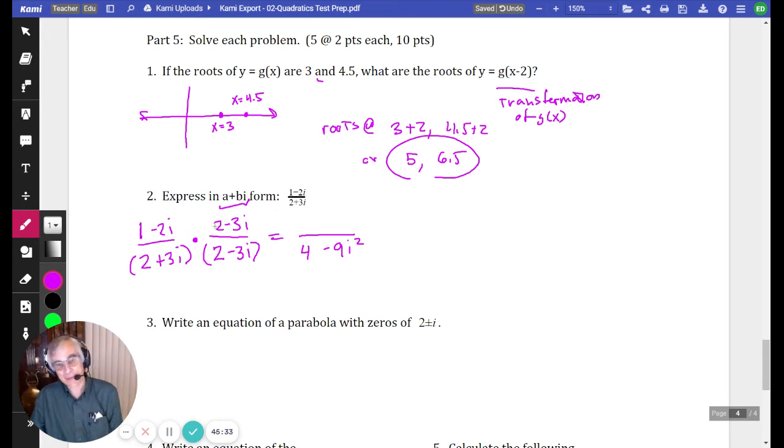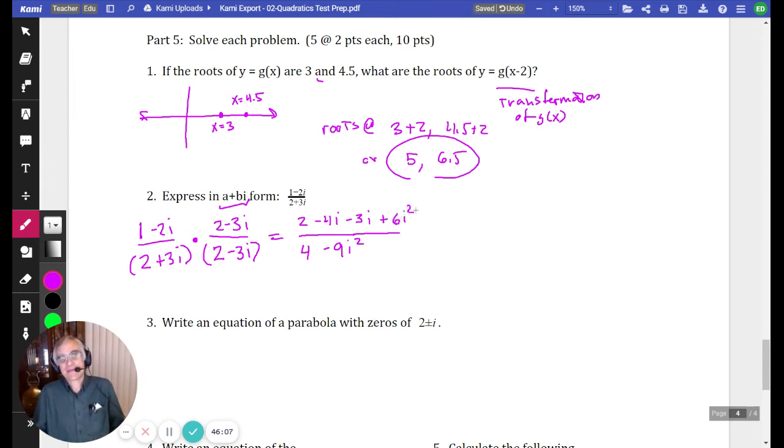But first, we also have to multiply the numerator by 2 minus 3i. And this one's not going to be as pretty. Won't have any canceling going on. So the leading terms, 1 times 2 is going to be 2. The inner product is negative 2i times 2, which is negative 4i. The outer product is 1 times negative 3i, which is negative 3i. And then the last: negative 2i times negative 3i is positive 6i squared.